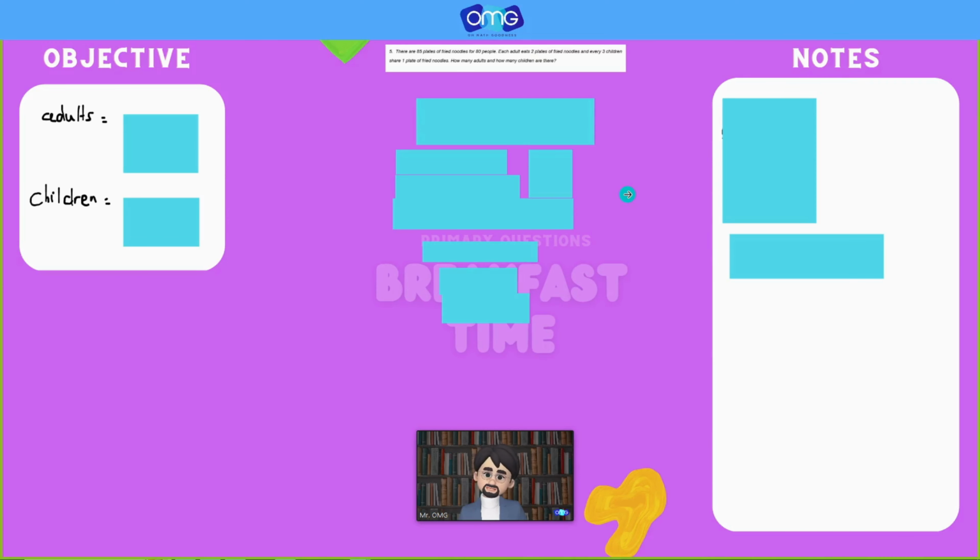PSLE questions, hardest one. There are 85 plates of fried noodles for 80 people. Each adult gets 2 plates of fried noodles, and every 3 children share 1 plate of fried noodles. There are two variables here, which are adults and children. Let's say x is the number of adults and y is the number of children.